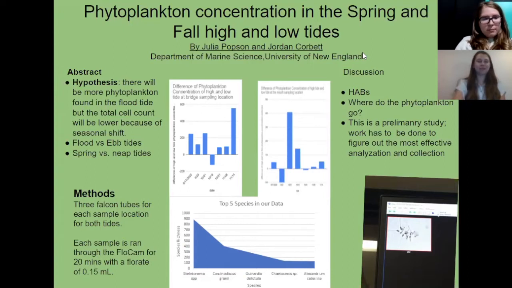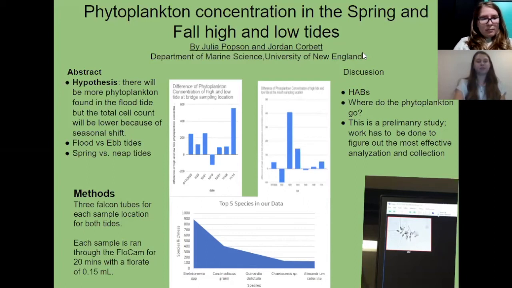Samples are filtered through a 10 micron sized net and run through the FlowCam, where phytoplankton is identified and concentration is calculated. It is hypothesized that there will be more phytoplankton found in the flood tide at both sampling locations, but the total cell count will be lower than the summer because of seasonal shift.